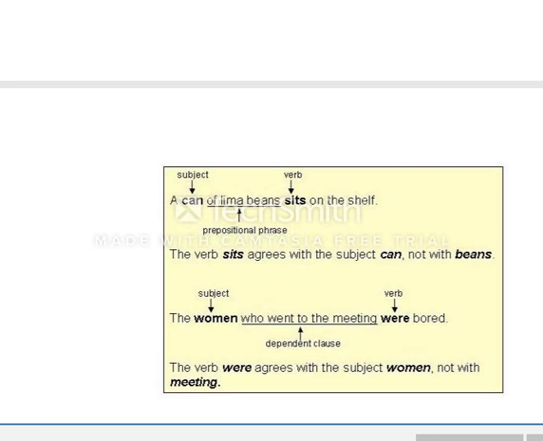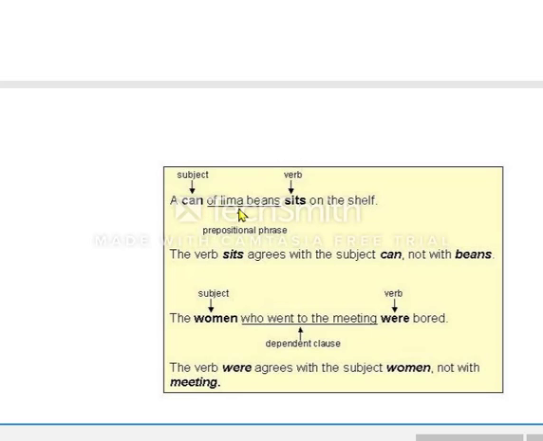Now, of lima beans, this is a prepositional phrase. A can is basically the subject. Now, the subject here is singular and the verb is also singular. It means when there is an addition of s to a verb, it is singular, and the subject is can. You will not put your attention on lima beans, which are in plural form, so there should not be s in addition to the verb.